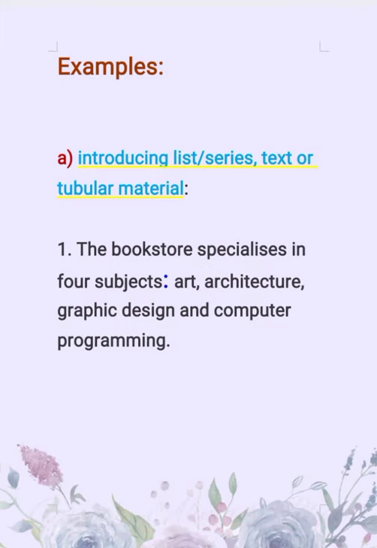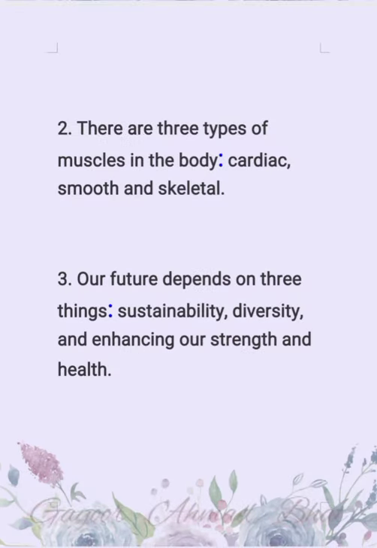Here are some examples. First, introducing list, series, text, or tabular material. Example number 1. The bookstore specializes in 4 subjects: art, architecture, graphic designs, and computer programming. Number 2. There are 3 types of muscles in the body: cardiac, smooth, and skeletal. And number 3. Our future depends on 3 things: sustainability, diversity, and enhancing our strength and health.